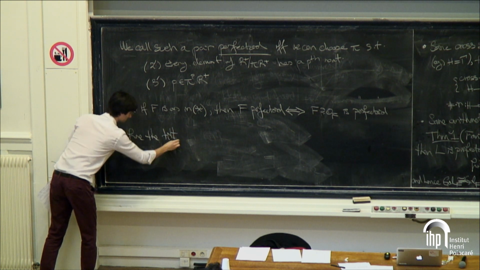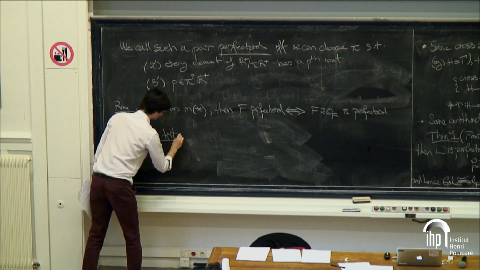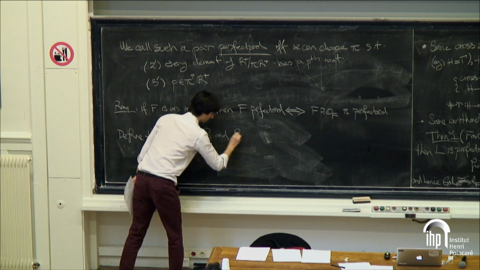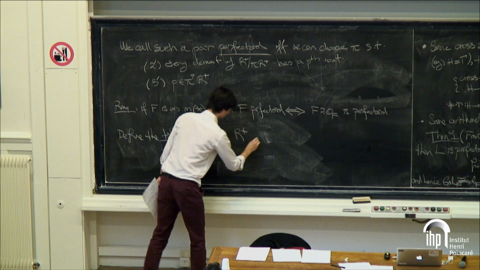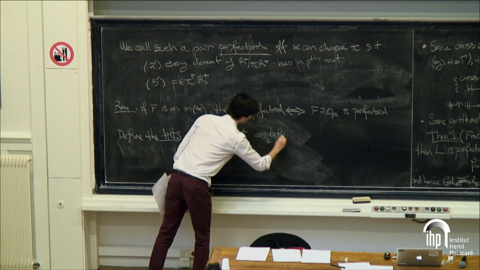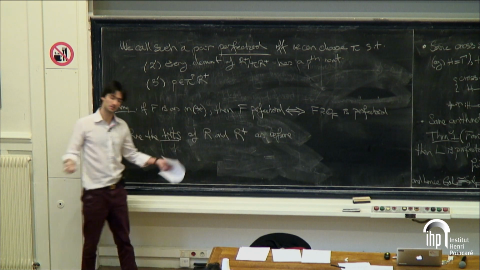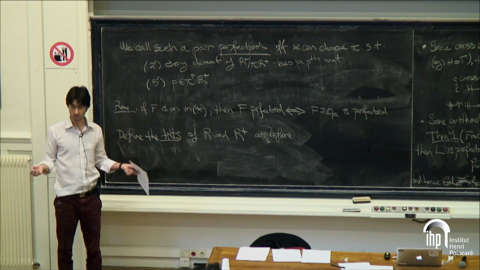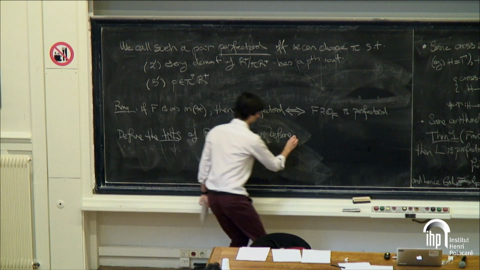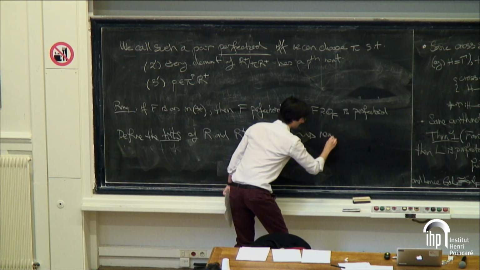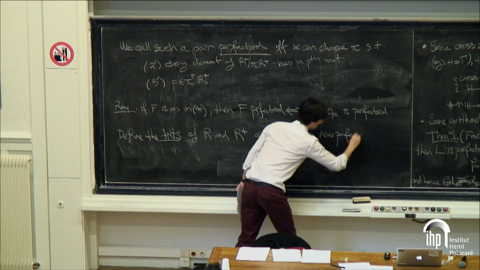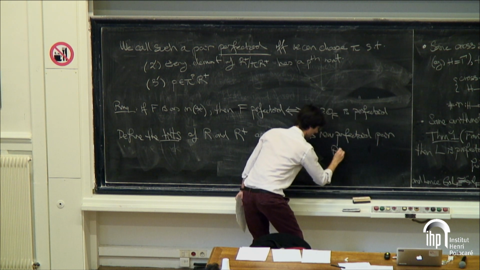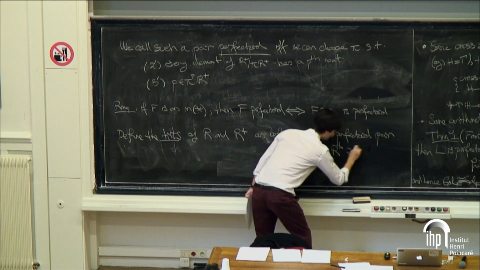And just as for the case of fields, we can define the tilts of a perfectoid pair R and R plus. As before, I look at all sequences of compatible p power roots with the same multiplication and addition law. That defines for me then a new perfectoid pair R tilt containing R.